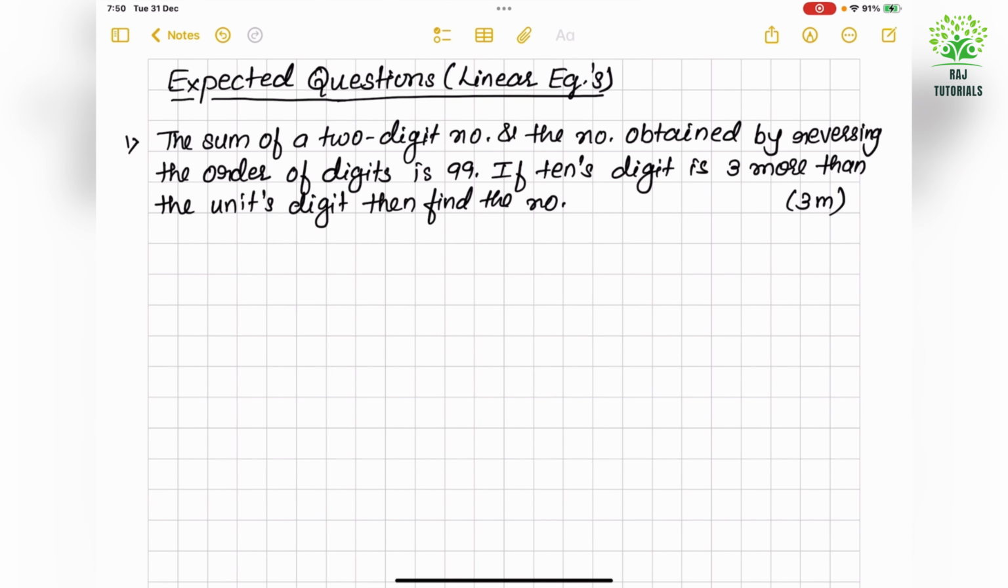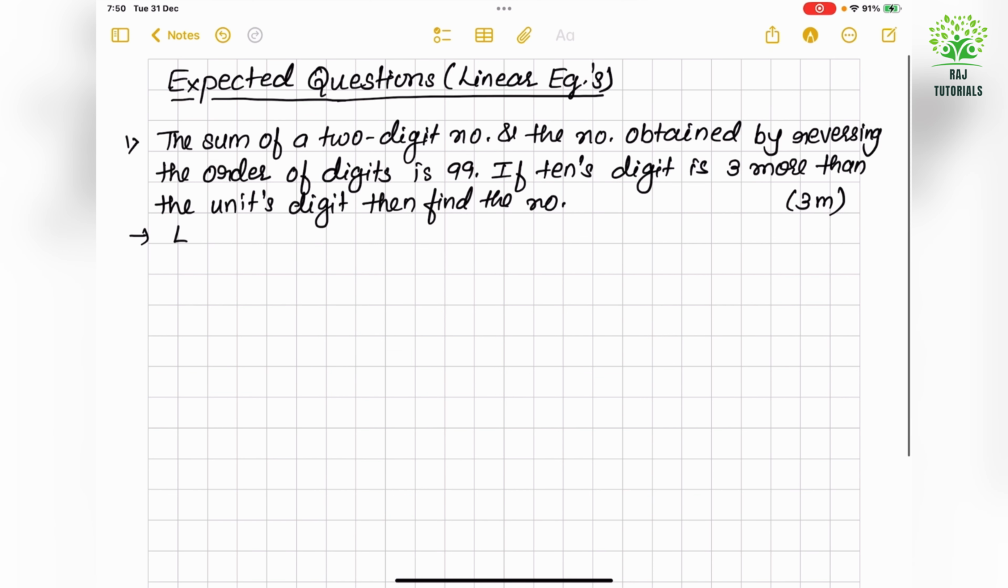Now the first question of linear equations says: the sum of a two-digit number and the number obtained by reversing the order of digits is 99. If the tens digit is 3 more than the unit digit, then find the number.